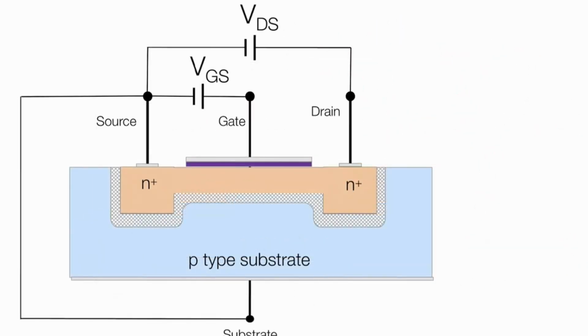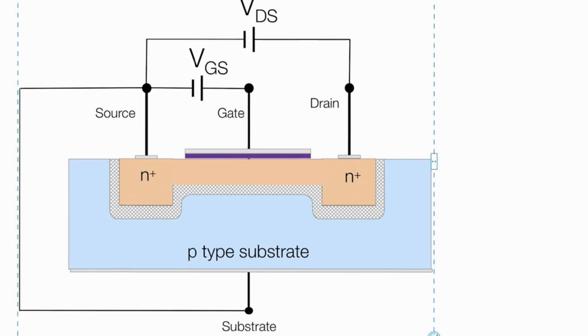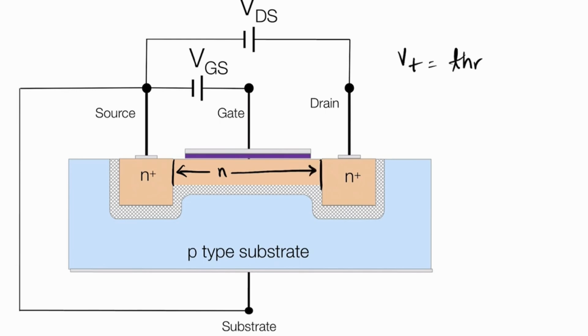If we apply a VGS on the gate side, then an N channel is formed in the N-type enhancement type MOSFET, and this is the N channel. And we know the voltage needed to create this N channel is called VT. It's called the threshold voltage.